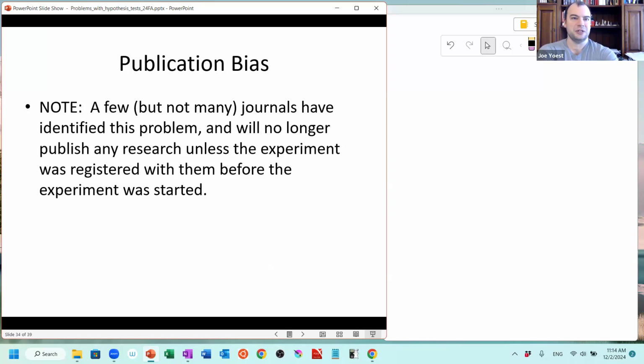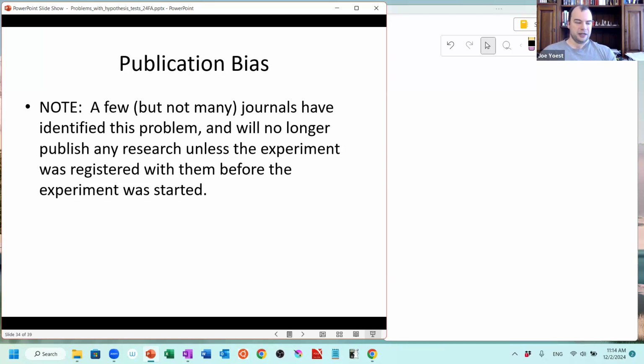In recent years, a few journals, but not many and not really the big ones, have basically said, okay, if you want to publish your result in our journal, when your experiment is done, you have to register your experiment with us before. So you have to tell us you're doing the experiment before, and then when you complete the experiment, if you get a really cool result, we'll publish it. But if you get a really cool result and you didn't register with us at first, then we're not going to publish it no matter how cool your result is. So it's an attempt to get an idea of the negative results, right?